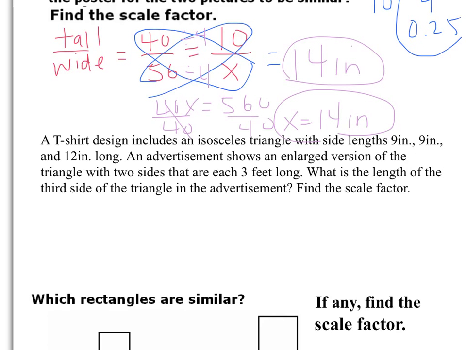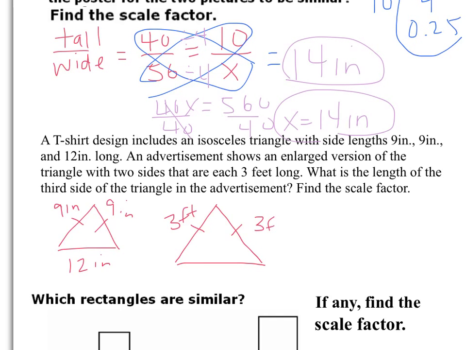So a t-shirt design includes an isosceles triangle. Okay, so I'm going to draw an isosceles triangle. I need to remember that isosceles means at least two sides are the same. So these two sides would be equal. And it tells us that the lengths are 9 inches, 9 inches, and 12 inches. An advertisement shows an enlarged version. Okay, so we're going to make another isosceles triangle. And the side lengths are 3 feet and 3 feet, okay, and then this is x. What is the length of the third side? Find the scale factor.